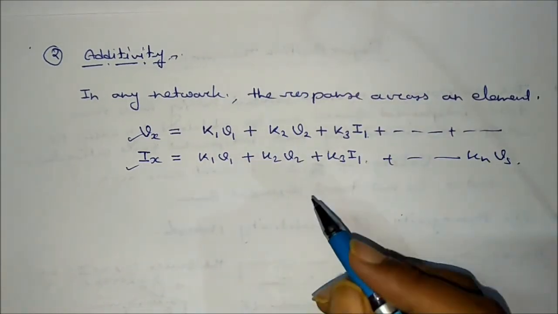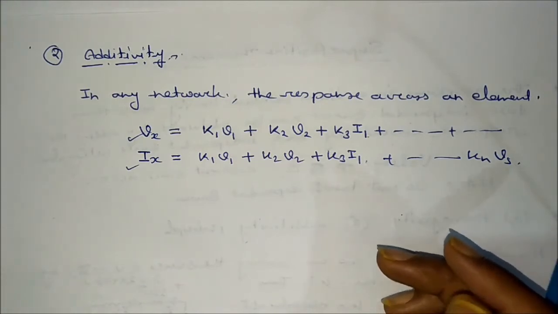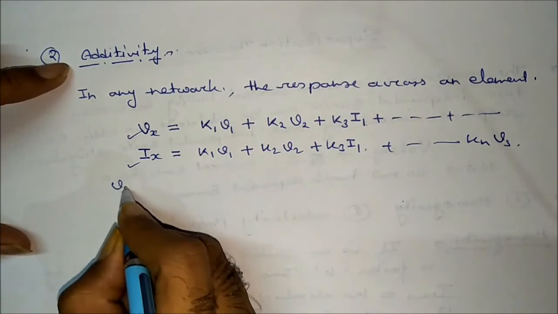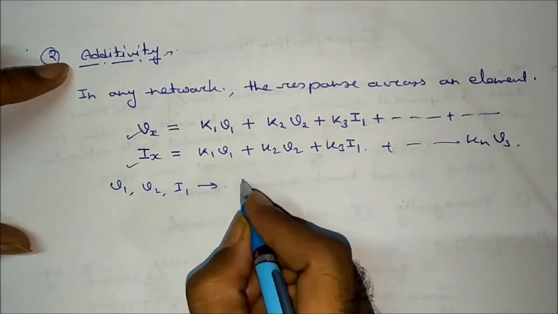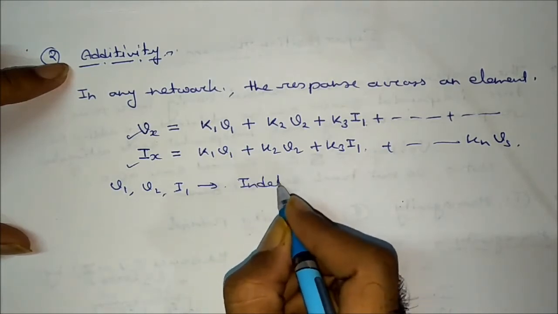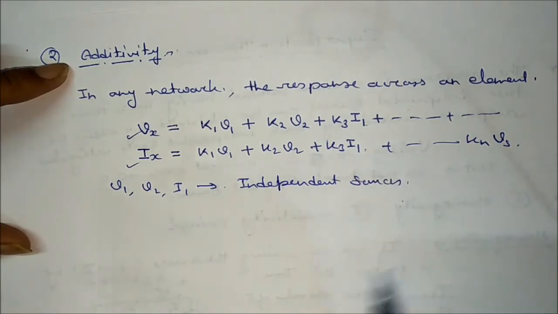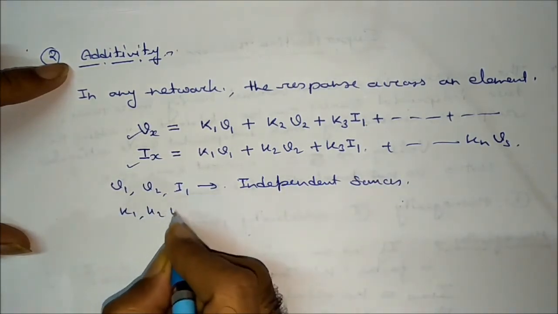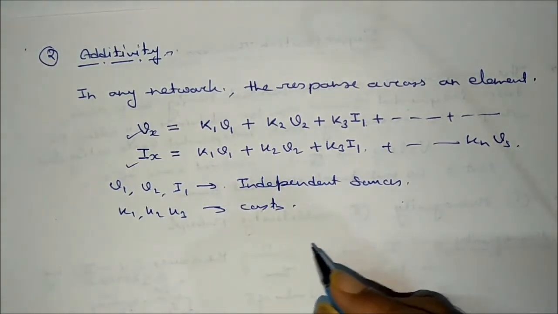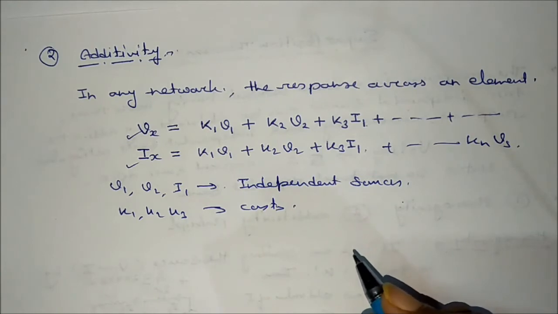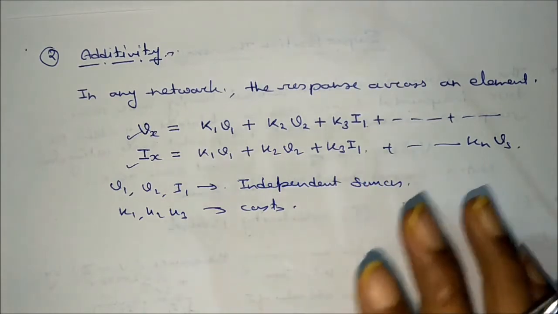Okay, so what is the basic point in this equation? That is, these V1, V2, I1, everything is what? That is the independent sources. Similarly, K1, K2, K3 all are constants that depend only on the network structure. This is the basic idea for the superposition principle.